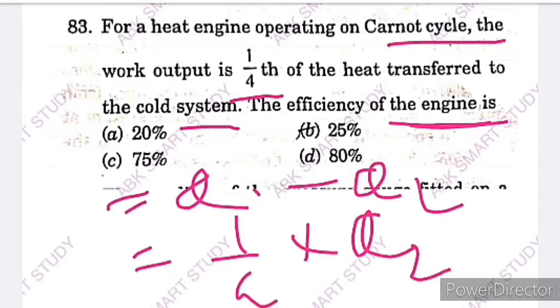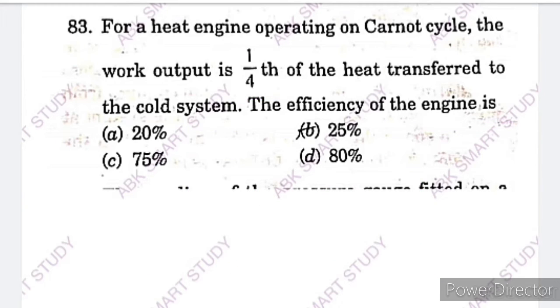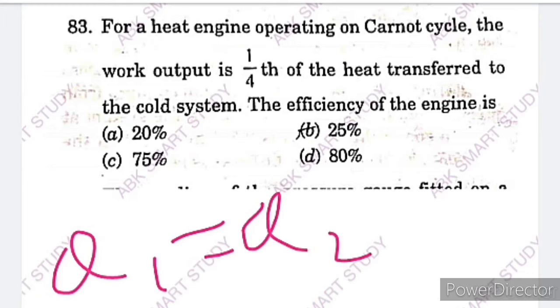So we know Q1 is equal to Q2 plus W, and W is Q2/4. So Q1 is equal to Q2 plus W, where W is equal to 1/4 into Q2.